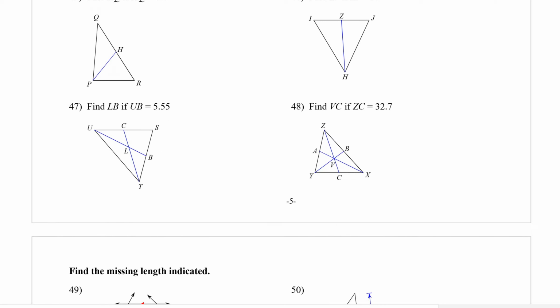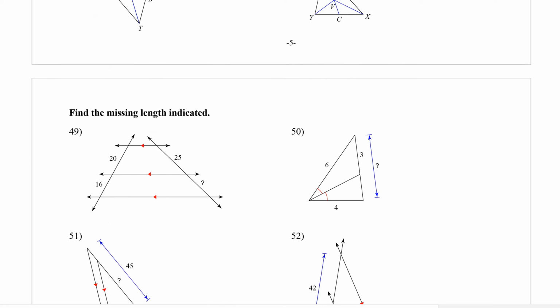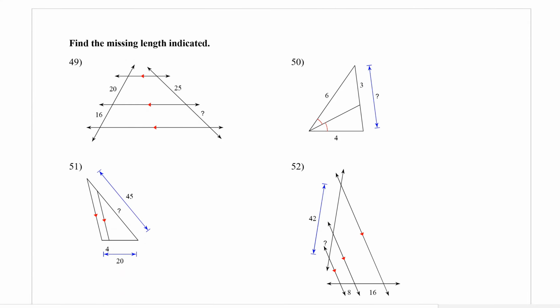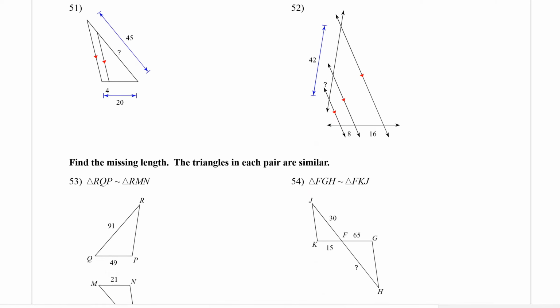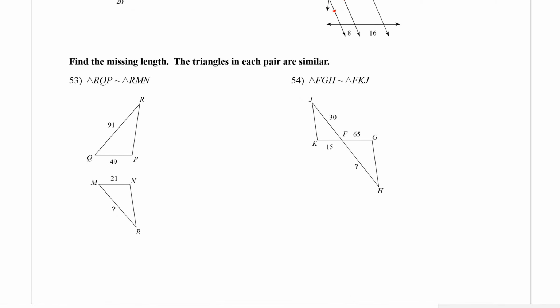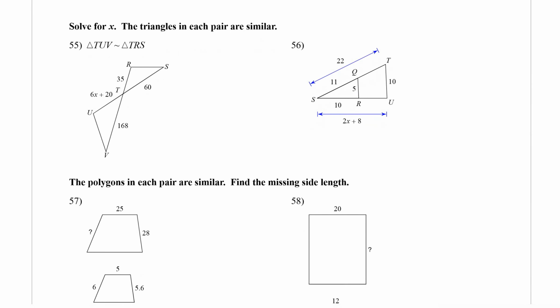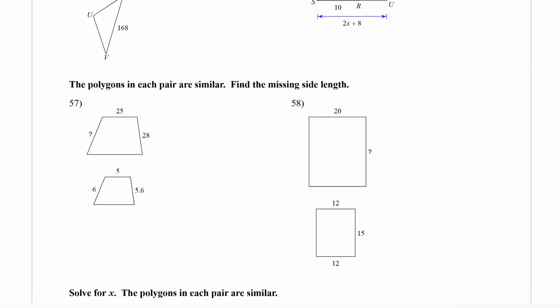Okay, here's some more problems involving medians. Then the last section we have here is similarity. So if we look at a problem just like 58, we just need to match up sides. So this question mark side goes with the 15 in the same way that the 12 and the 20 go together. So make sure you set up these sides proportionately.